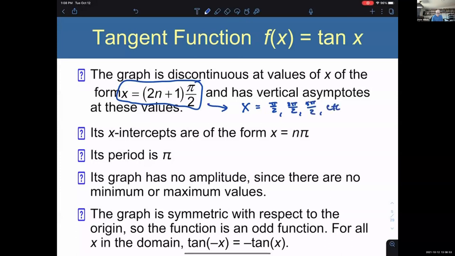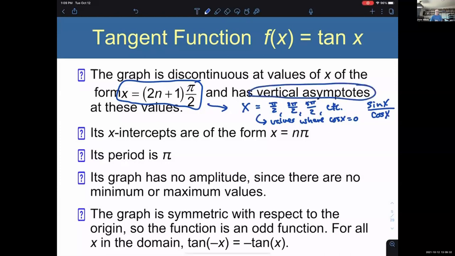And any of these could be negative numbers as well. And so those are the places where the graph is discontinuous, because those are the places where cosine is zero. And since tangent is sine of x over cosine of x, these are the values where cosine is zero. And that makes the fraction, therefore, discontinuous because it's undefined there. And they're saying that's where all of these vertical asymptotes will take place.